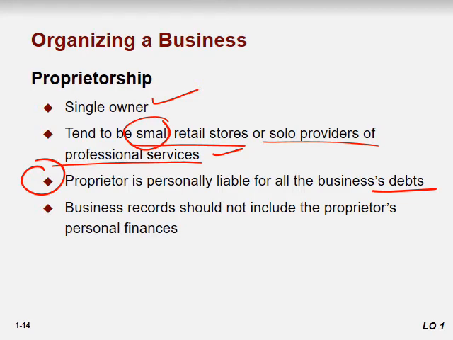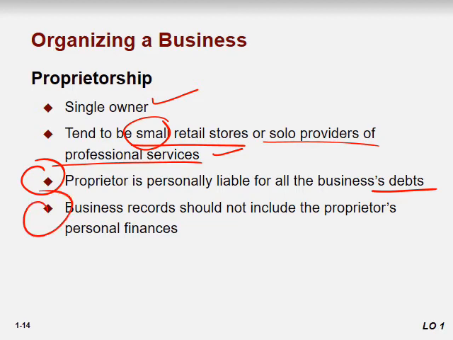The tagline here is that the proprietor is personally liable for all the business debts. What does it mean? It means if there is a loss that cannot be covered through his business, then the loss is going to be fulfilled through his personal wealth, which means if he has to sell his house, his car, and valuable stuff, he must sell his personal property to cover the loss.